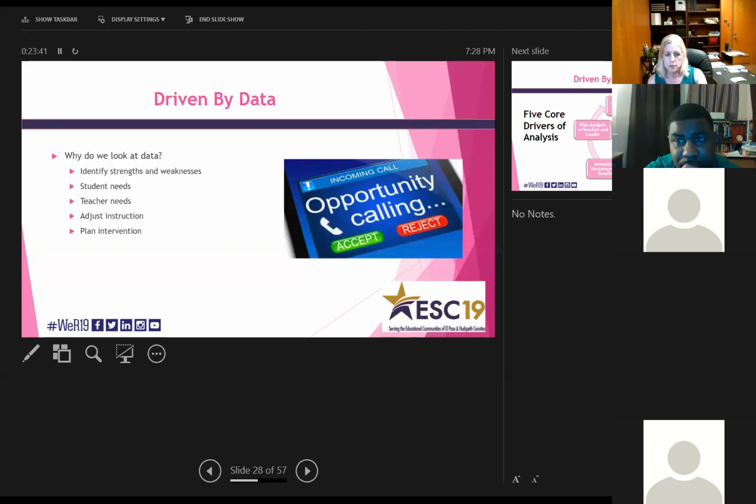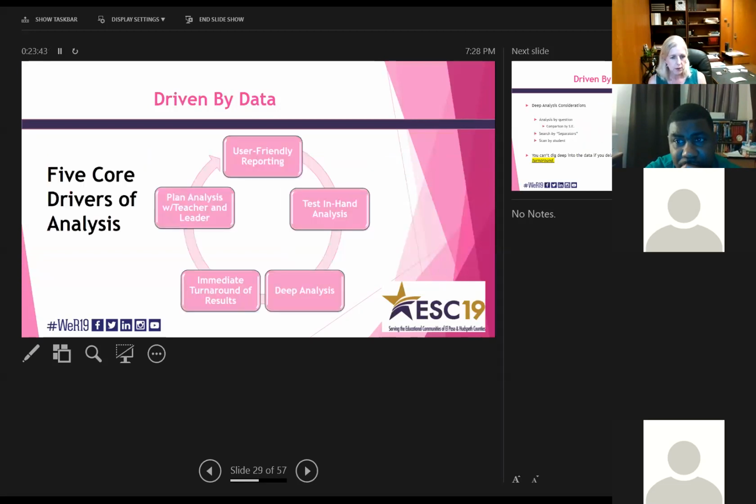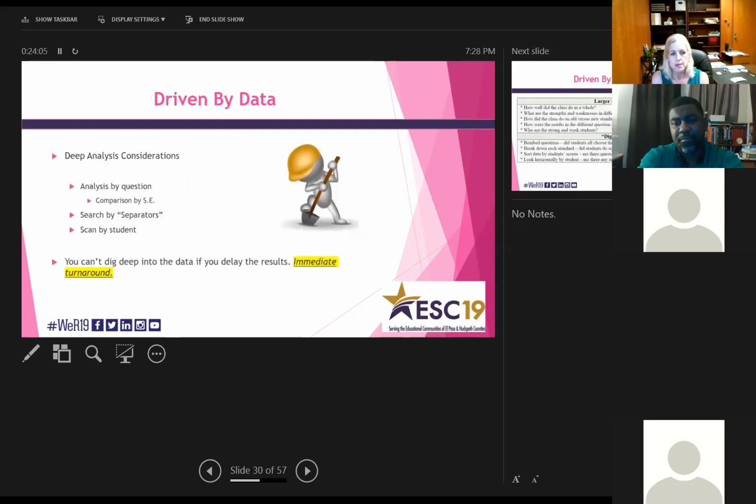Okay. So we've talked about why we look at data. I don't have to go through that with you. Test-in-hand analysis is exactly what we were just talking about. When you have that actual test in hand and you can get the data and put the two side by side, it becomes really clear really fast. It's a lot harder to do if you don't have that assessment to work from. So that is what they call deep analysis.